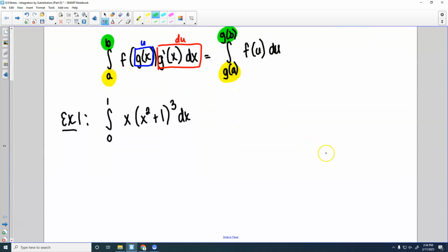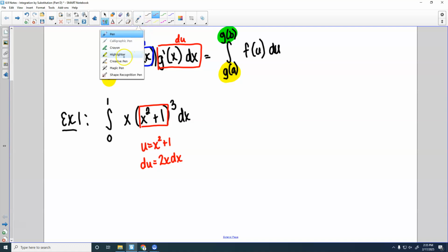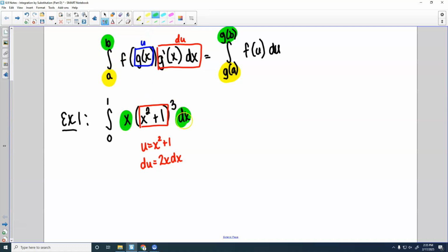I think it's easiest just to see an example of what this looks like. For the most part, it's the same thing that we have been doing. You're going to find your u, you're going to find your du. If you're missing anything, you put that value in. So in this case, we would have the x squared plus 1 would be our u. And so du would be 2x dx. And so we've got the x and the dx that we need right here for our du.